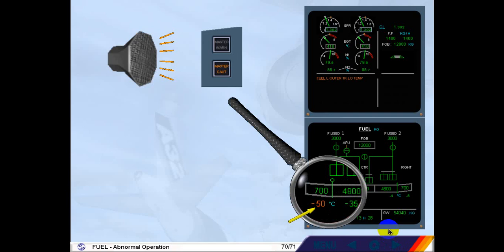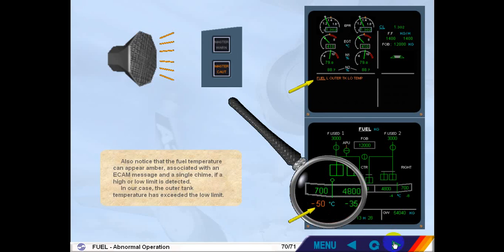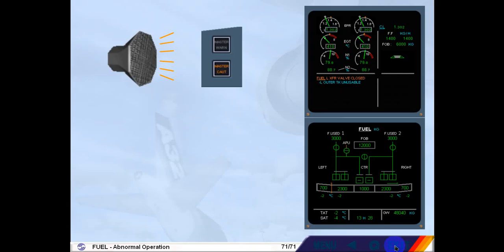Also notice that the fuel temperature can appear amber, associated with an ECAM message and a single chime if a high or low limit is detected. In our case, the outer tank temperature has exceeded the low limit. On the ECAM fuel page, the left transfer valve is displayed in amber, meaning that it is closed when it should have automatically opened. The fuel in the left outer tank is no longer usable.